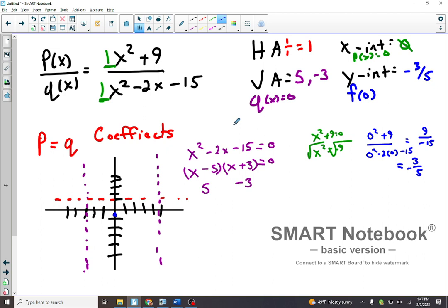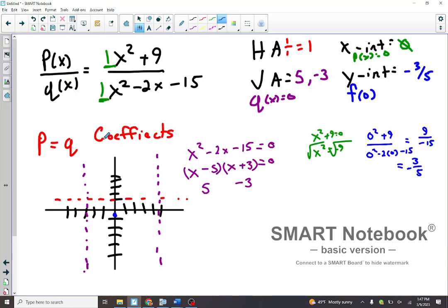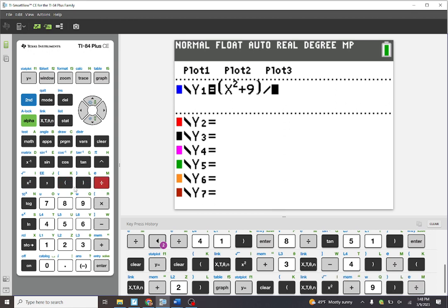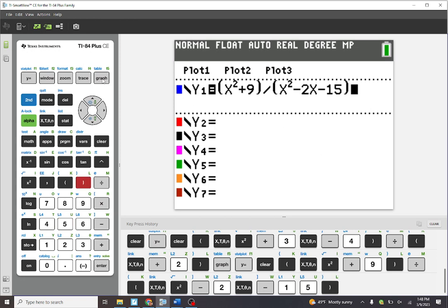Why are there two vertical asymptotes? There are two solutions to the bottom. We haven't had that before, but you're about to see how it looks. All right, we plugged in everything we found by hand. Pull up the calculator. X squared plus 9 divided by x squared minus 2x minus 15.